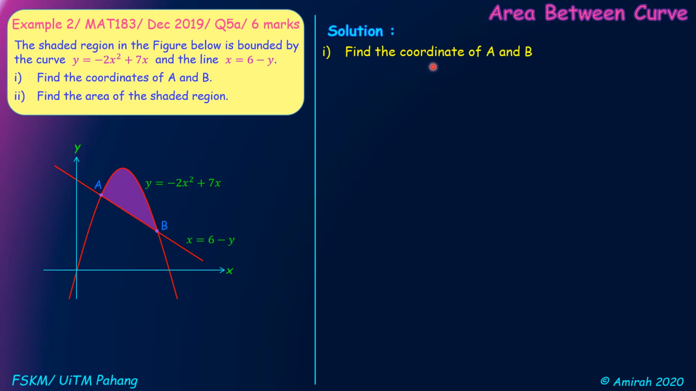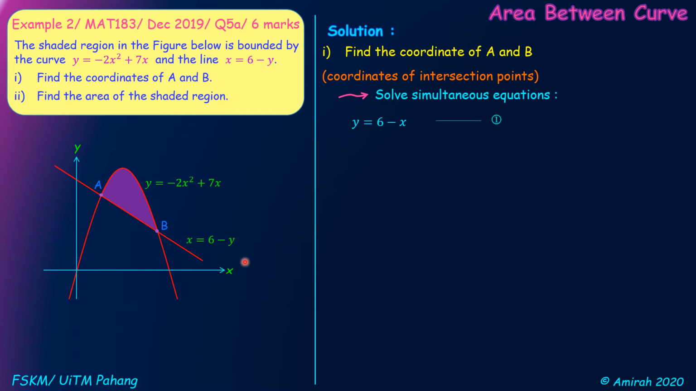Number 1, find the coordinates of A and B. A and B are the intersection points. So, to find the intersection points, we need to solve simultaneous equations: y equals 6 minus x, which we name equation 1, and y equals 7x minus 2x squared, which we name equation 2. From here, we can write y as the subject, so we get y equals 6 minus x.